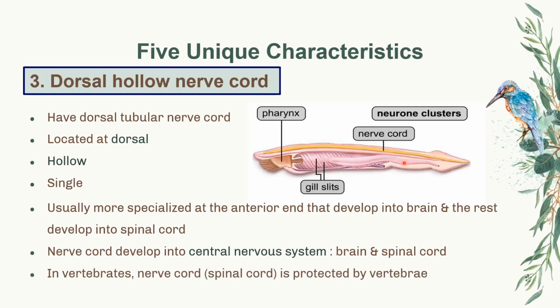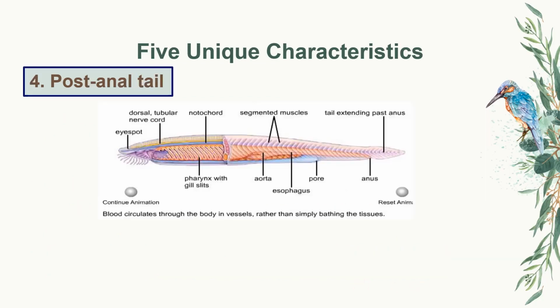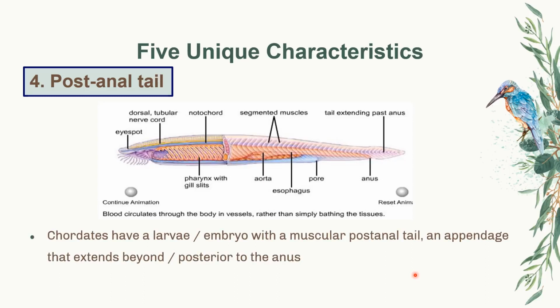In vertebrates, the nerve cord, the spinal cord, is protected by the vertebrae. So the fourth characteristic is the post-anal tail. Chordates have a larva or embryo with a muscular post-anal tail, an appendage that extends beyond the posterior to the anus. So basically at the back here. In aquatic vertebrates, however, the tail is retained for locomotion, so it helps fish to swim.